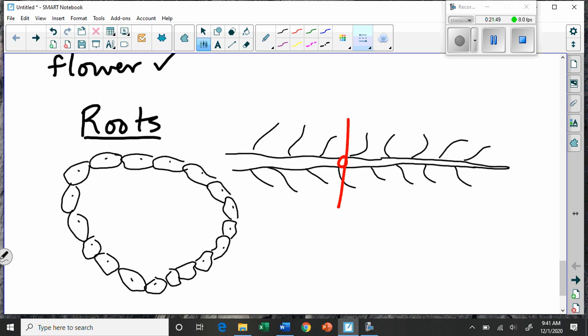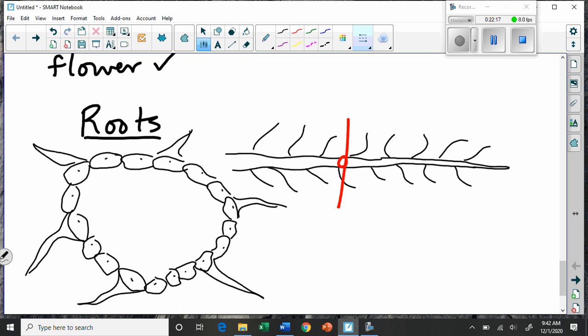And of course, these outside epidermal cells often grow these extensions, which become the root hairs. So we can just draw a couple of little hairy things coming out like that. Root hair extensions. There, something like that. All right.